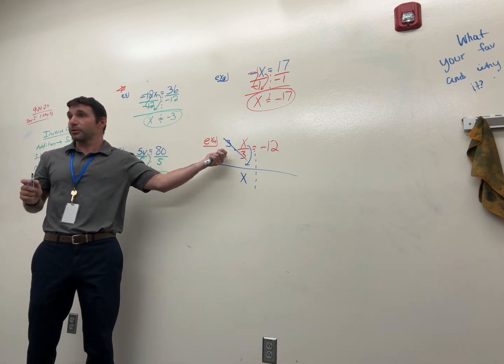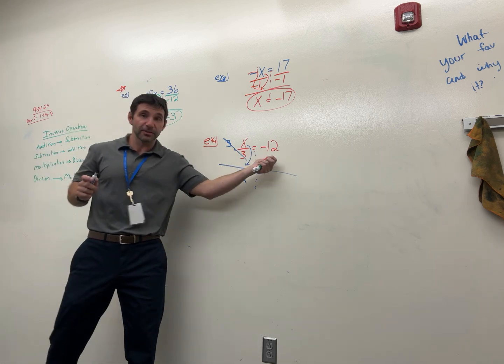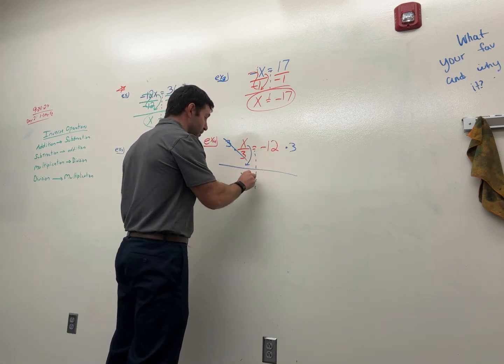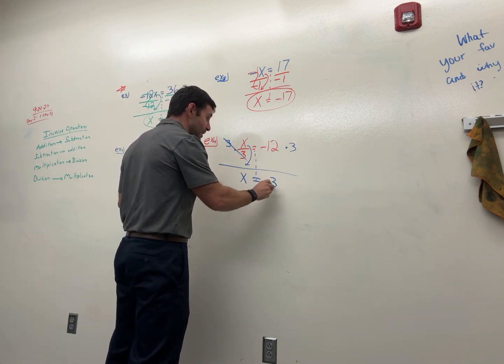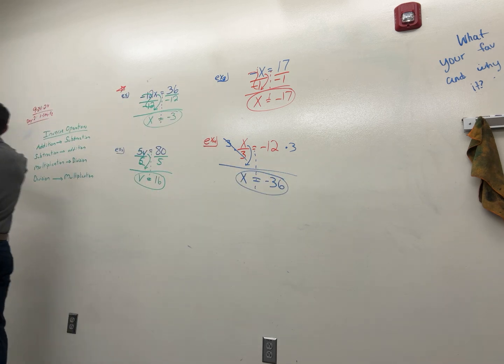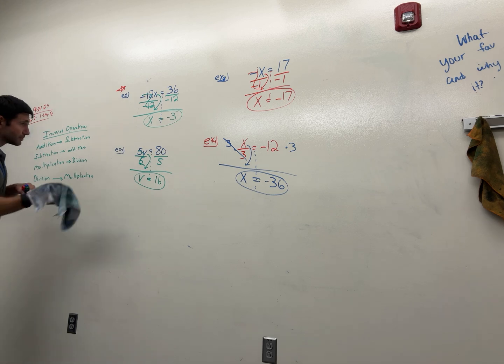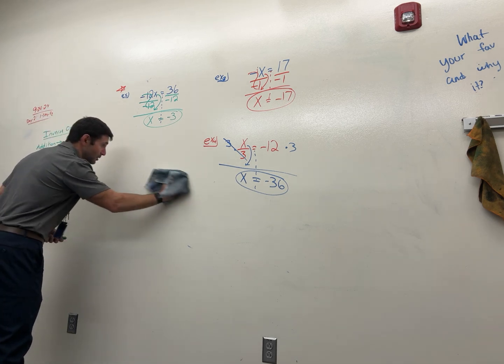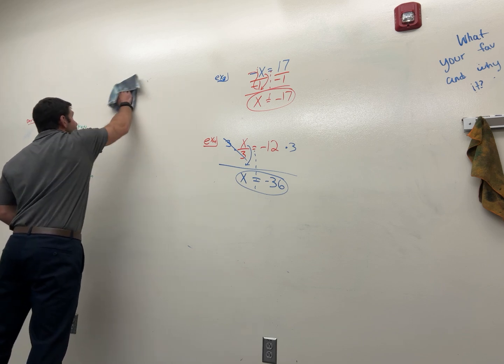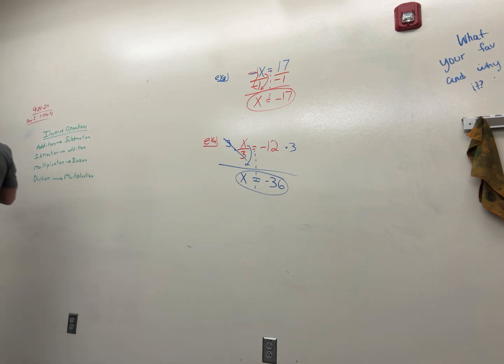But if I multiply by 3 on this side, what do I have to do on this side? Multiply by 3. -12 times 3 is -36. And I know I'm just throwing example after example. You need to see them so that you know what steps to take.